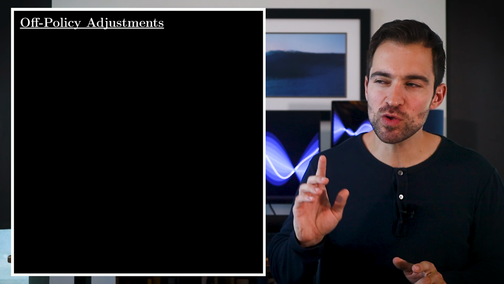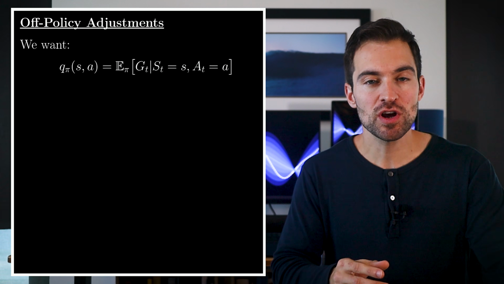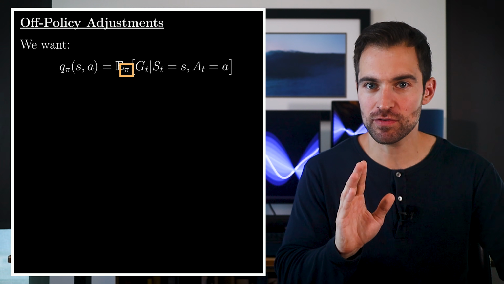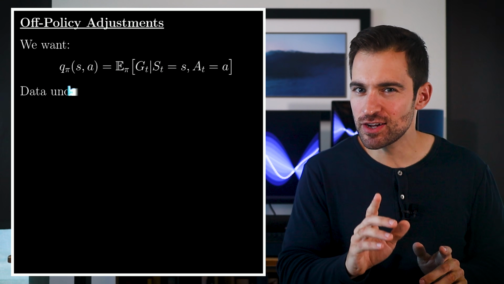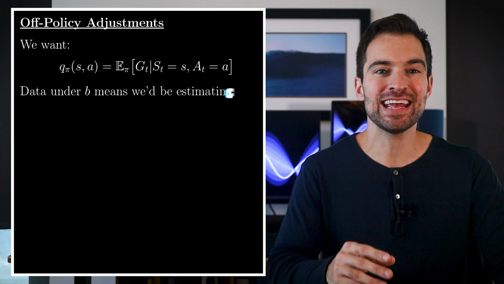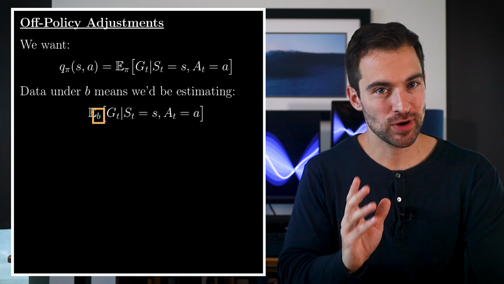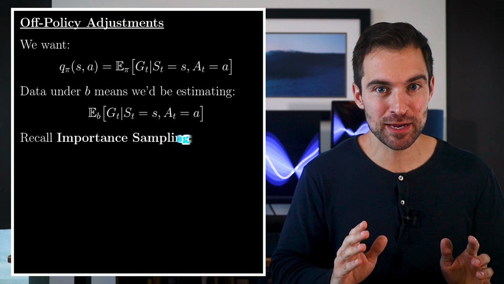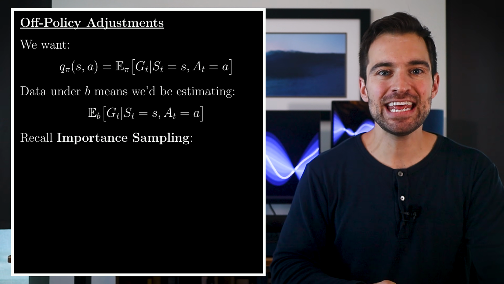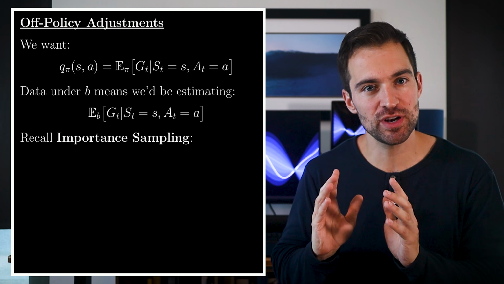First, we recognize we want the action value, which is the expected return from taking action A at state S under our target policy going forward. However, our data is under B. So, without any adjustments, we'd be estimating the expected return under B. So what do we do? Well, we recall importance sampling, which I actually have a separate video for. Basically, it enables estimating an expectation of one distribution using samples from another.